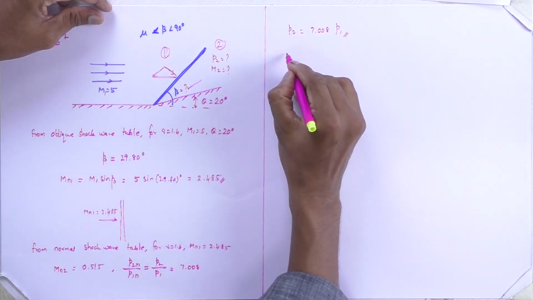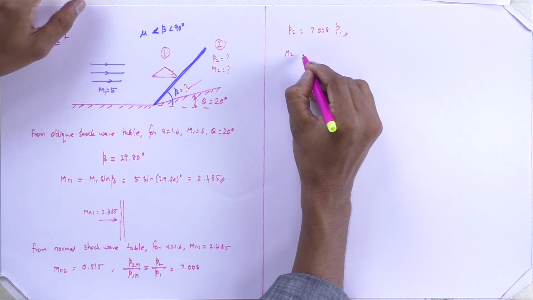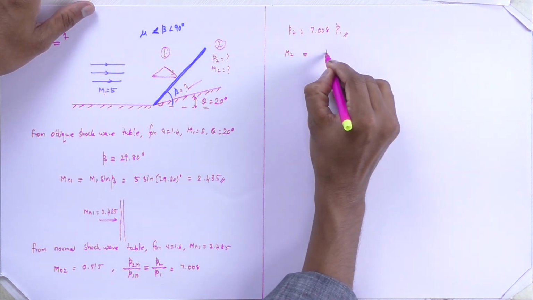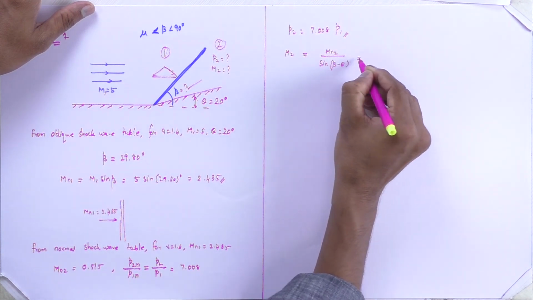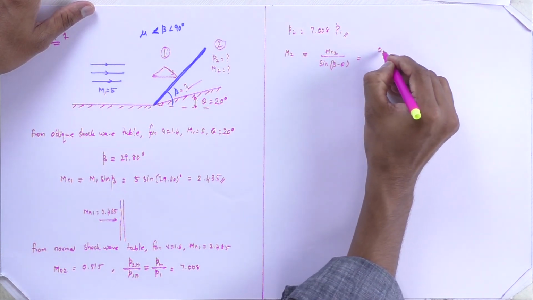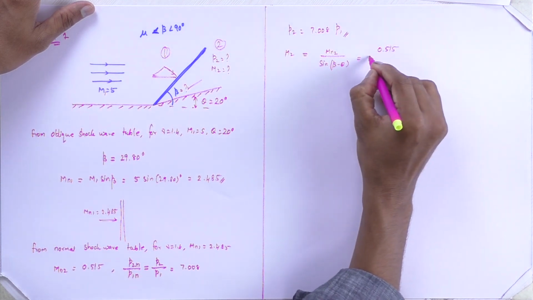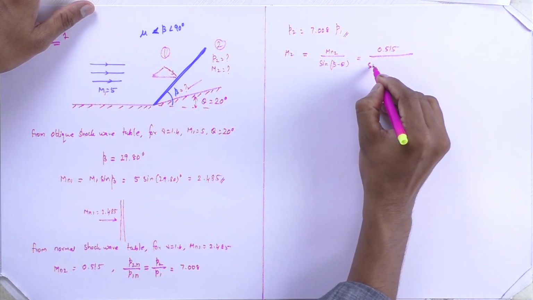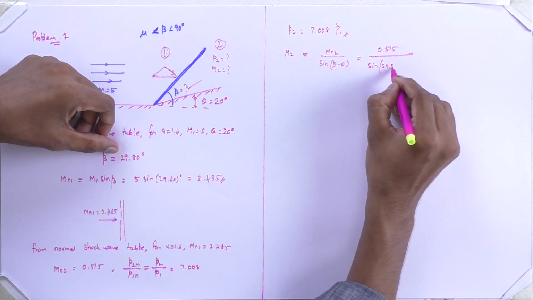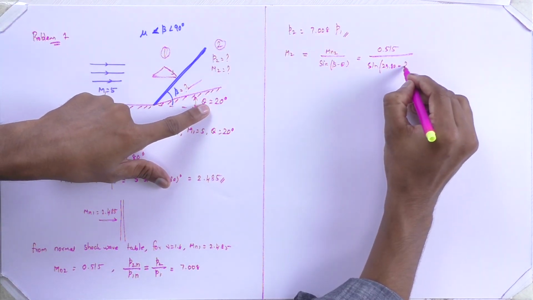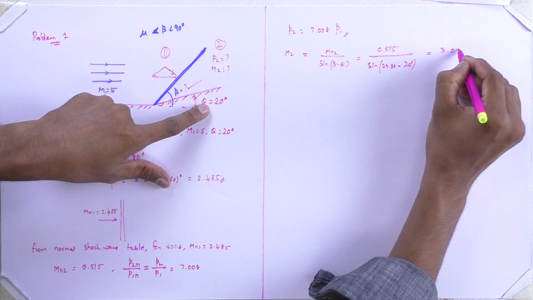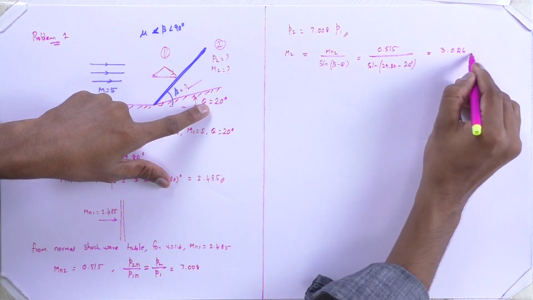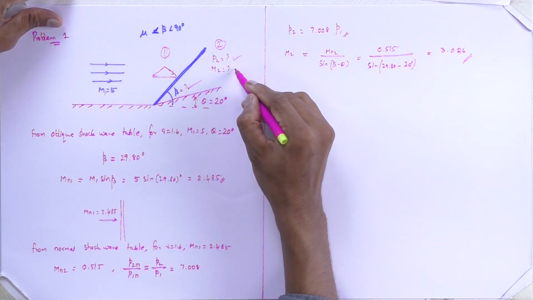Next we will calculate M2. From the downstream triangle, I can relate M2 as Mn2 divided by sine of (beta minus theta). This is equal to 0.515 divided by sine of (29.80 minus 20 degrees). After the calculation, I will get M2 as 3.026. So these two also we calculated. That's all for today's class. Thank you.